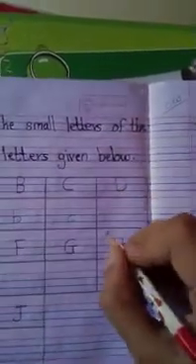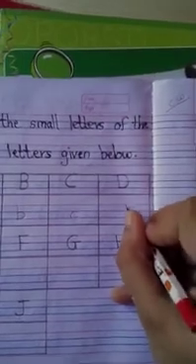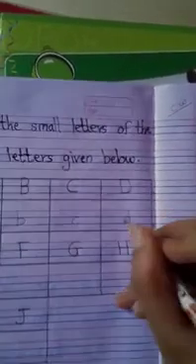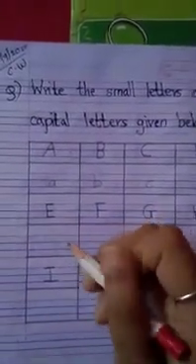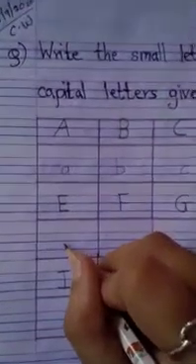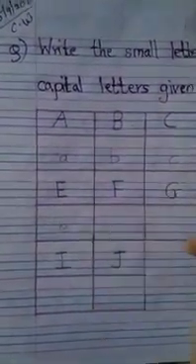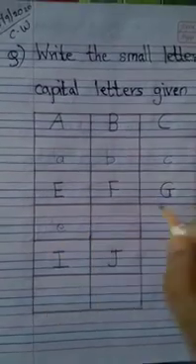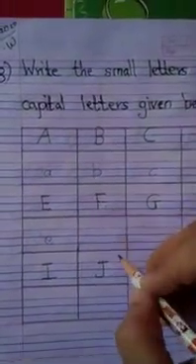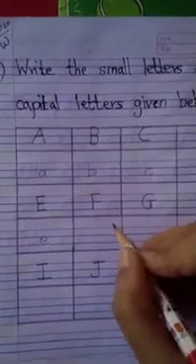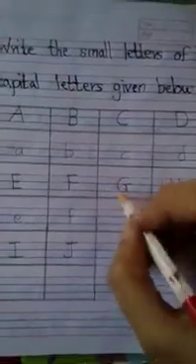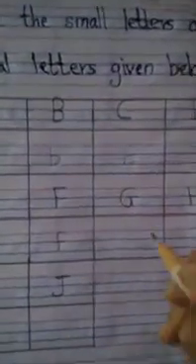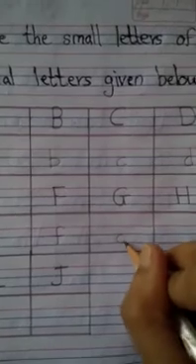This is capital D. So we have to write the small d. Like this. Okay. This is small d. This is capital E. Now we will write the small e. Like this. Okay. This is capital F. We have to write small f. ऐसे. Okay. This is capital G. We have to write small g. Okay, like this.